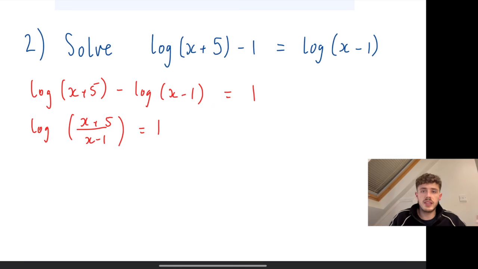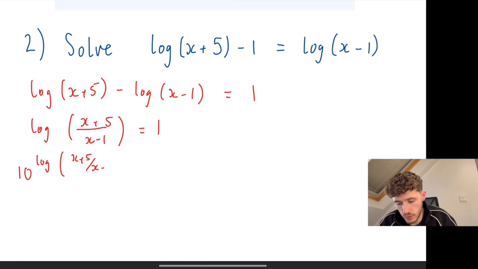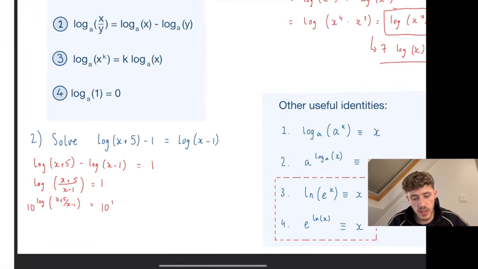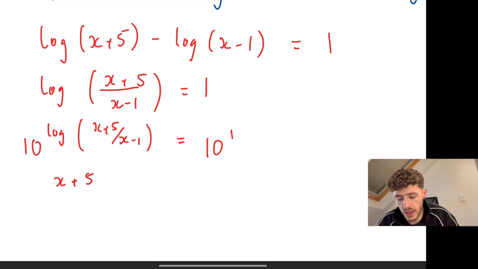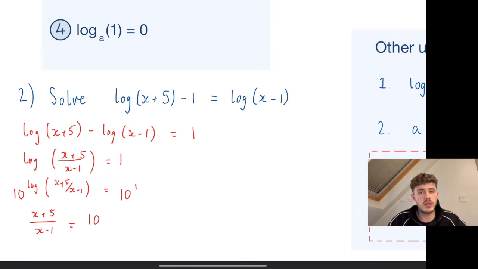Because this is log base 10, to do the opposite of a log base 10, we can raise it to the power of 10. So this is going to be written as 10 to the power of log of (x plus 5) over (x minus 1) equals 10 to the power of 1. I've written it in full form so that you can see it, but this is the same as this point number 2 over here. You can see that our a here is 10, and what that means is the 10 and the log to the power of will cancel, and you're just left with the bracket. So that's going to leave you with (x plus 5) over (x minus 1) equals 10, and then we just need to rearrange this to get x on its own.